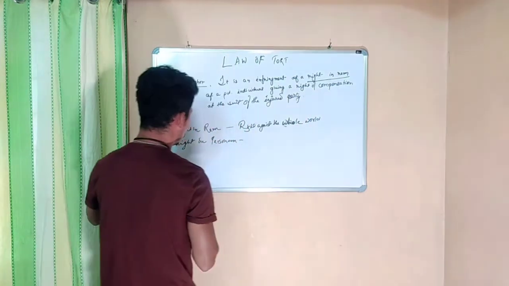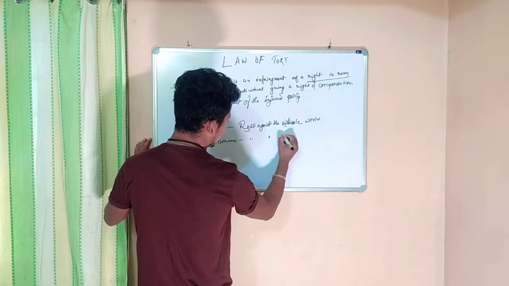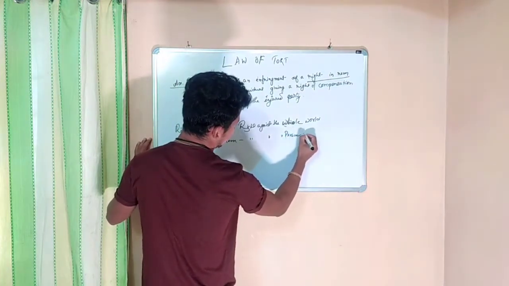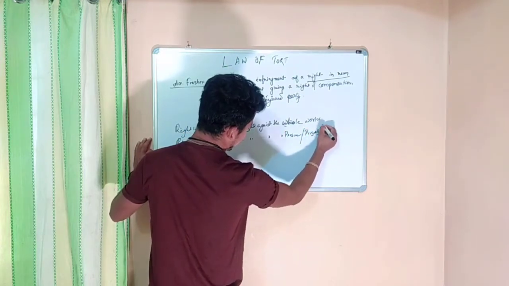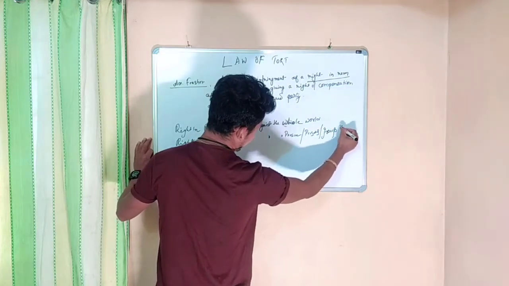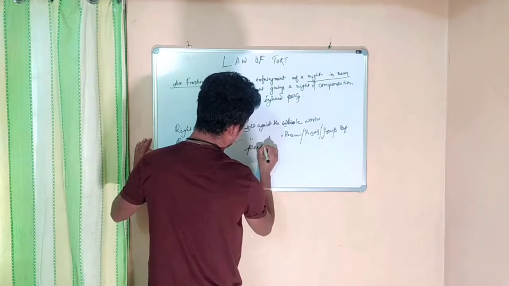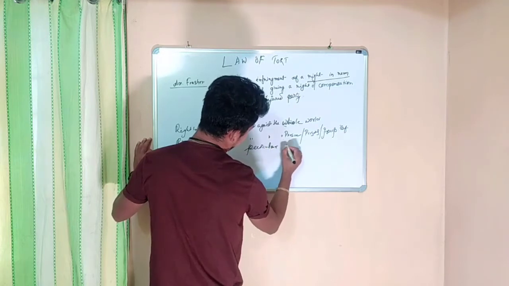Right against the whole world, and the right against personal is right against the person or persons, a group of a particular category.